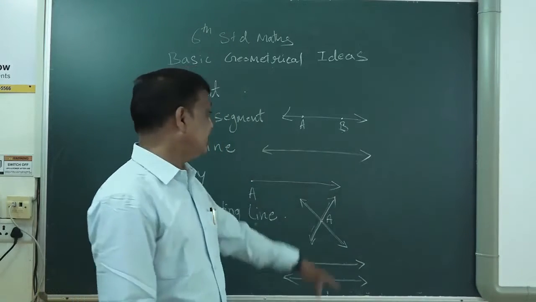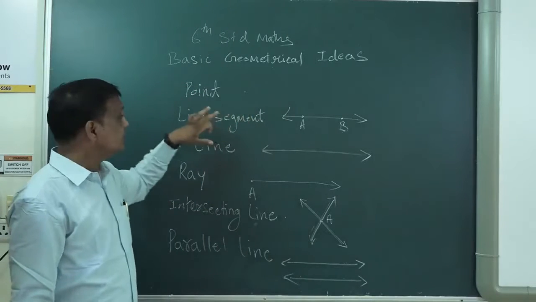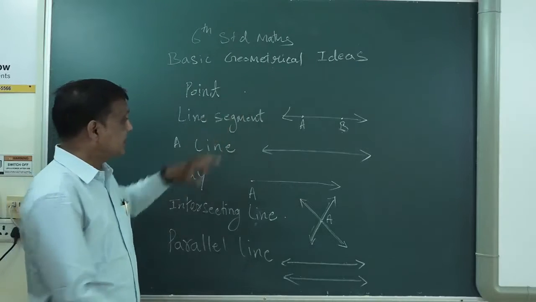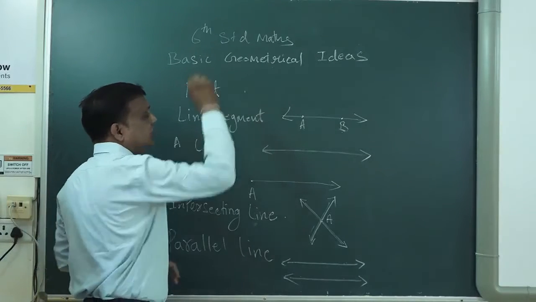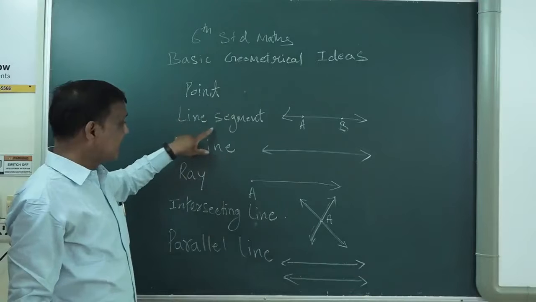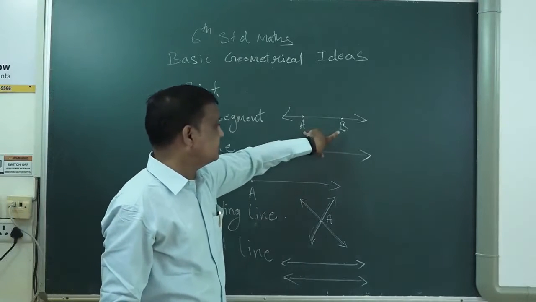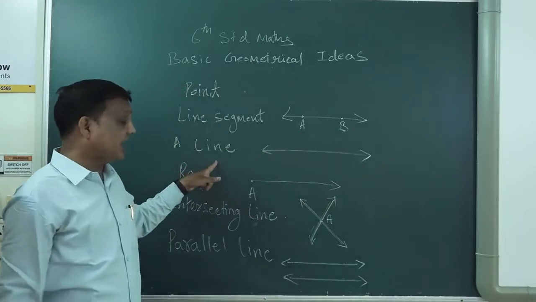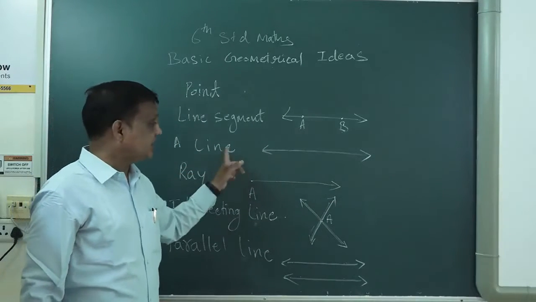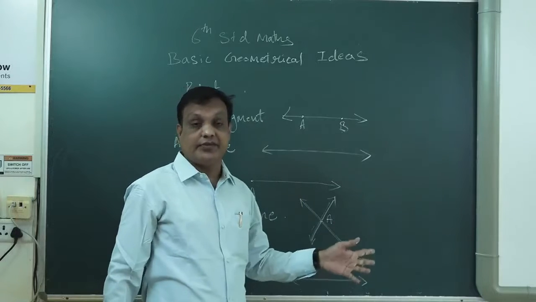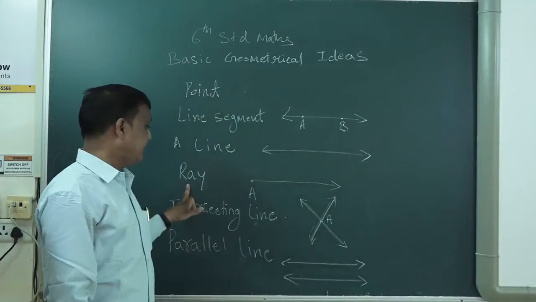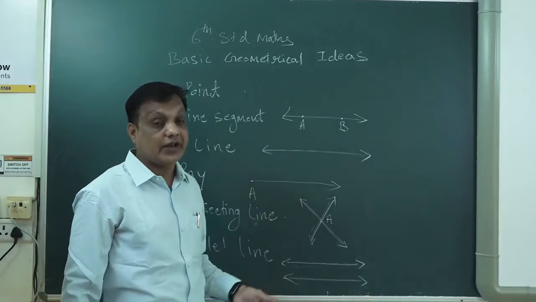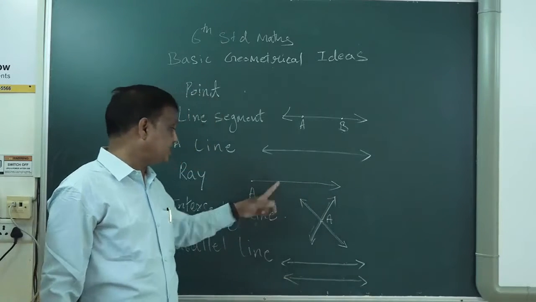Once again, going to the point: a small dot, indicated by a plus, is called a point. A line segment means the distance between two points. A line means a line which extends on both sides; there is no starting point and no ending point. A ray has a starting point but no ending point. An example of a ray is an arrow.